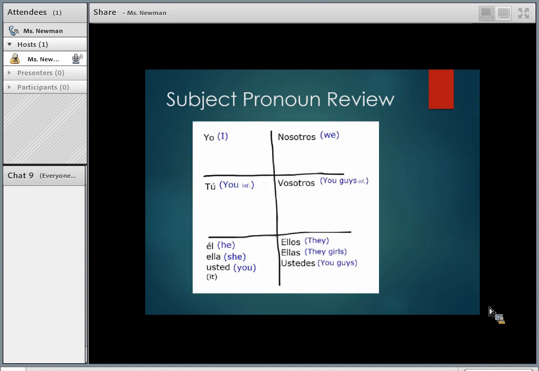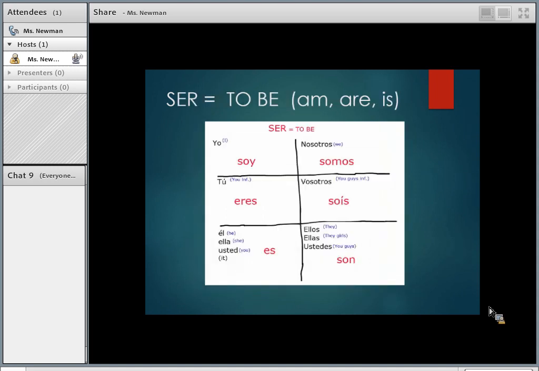Here we have listed our English translations of these subject pronouns. And here we have the verb ser, to be. The conjugations in English would be am, are, is. In Spanish, we have more conjugations, right? We have soy, eres, es, somos, sois, son. And remember, these conjugations or changes of the verb only ever go with that subject pronoun.